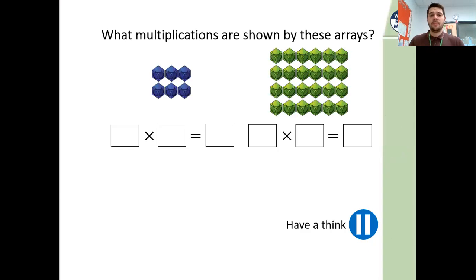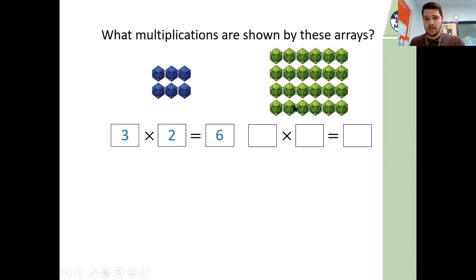So let's focus on this to begin with. We have two separate multiplications here represented by arrays. So what is the first one here? What multiplication is that? Hopefully, I had 3 times 2 or 2 times 3, and that gives us 6.